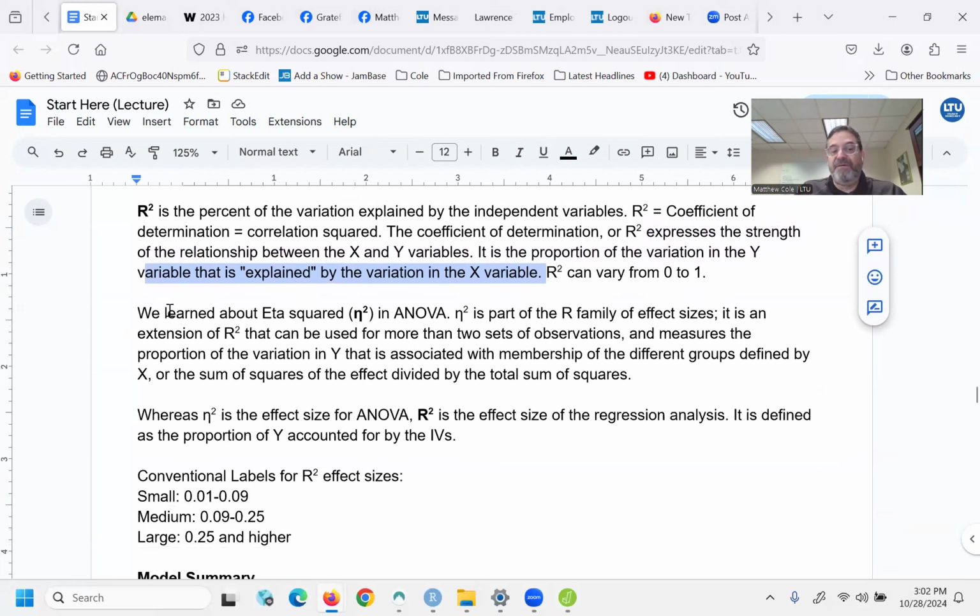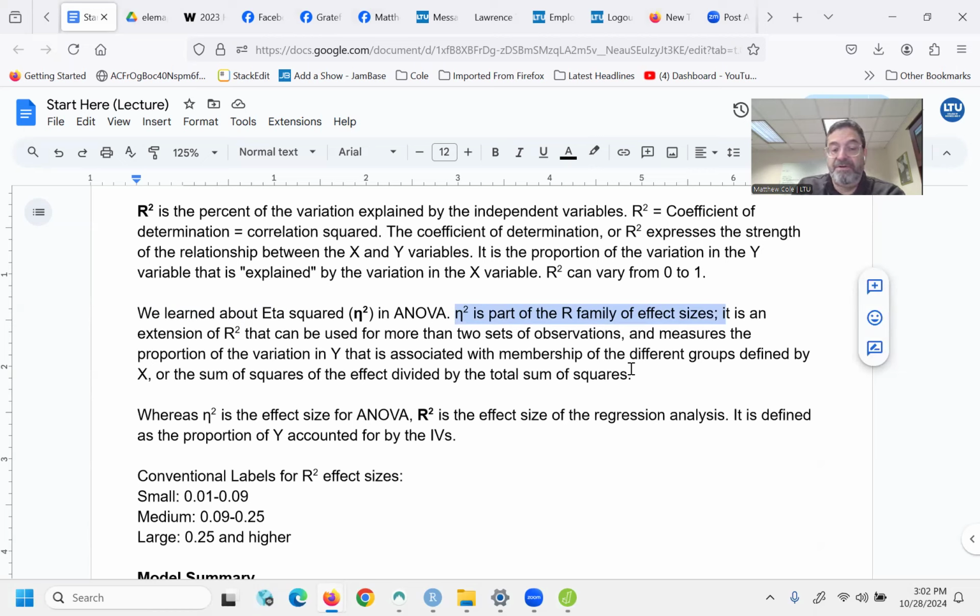Now we've learned about this before when we did our ANOVA lectures, and we learned about eta, or eta squared, and we said that that was the effect size. Well, what is eta squared? Eta squared is part of the R family of effect sizes. It is an extension of R squared that can be used for more than 2 sets of observations, and it measures the proportion of the variation in Y that is associated with the membership of the different groups defined by X. Remember, ANOVA is about groups, about taking a continuous independent variable and making it a categorical variable.